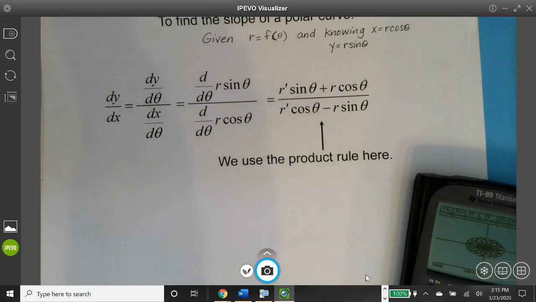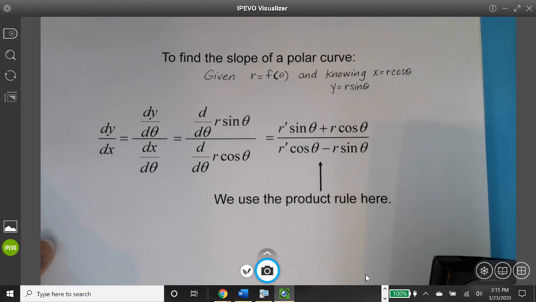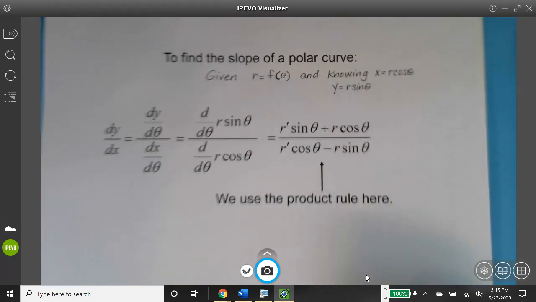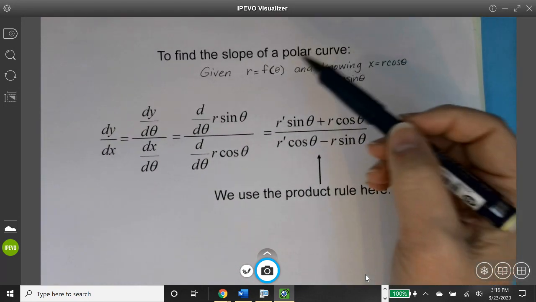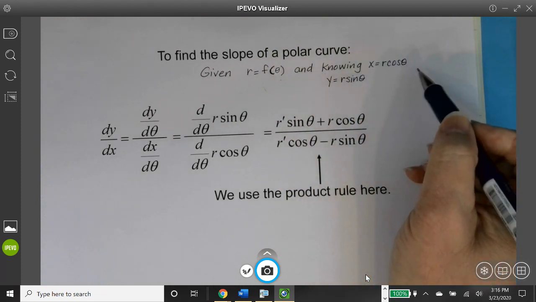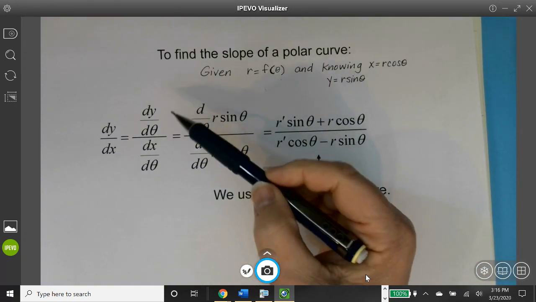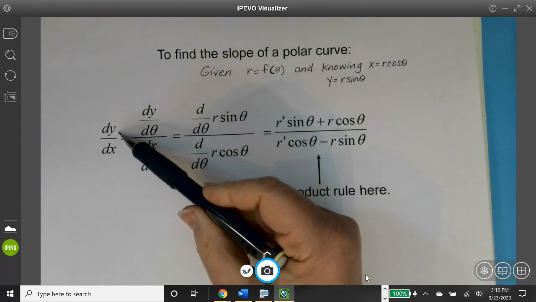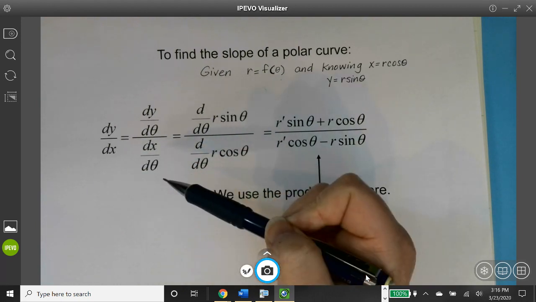All right, let's move along. Now, these notes are guided, but I'm just going to go over this quickly and then we'll do some examples. Oops, sorry about that. Calculator survived, thank goodness. All right, so to find the slope of a polar curve, given that we have r as a function of theta, and knowing that x equals r cosine theta and y equals r sine theta, this is what you do. It's like parametrics, except that instead of a t, we're going to use theta. And dy dx, which is always the slope, is equal to dy d theta over dx d theta.